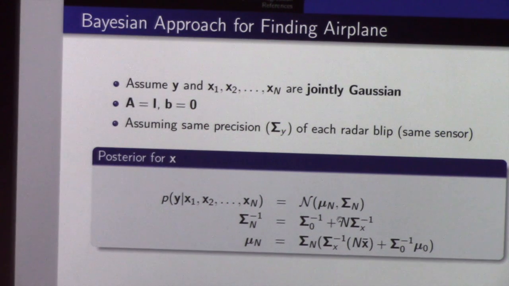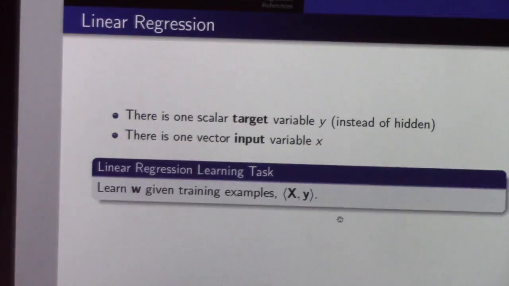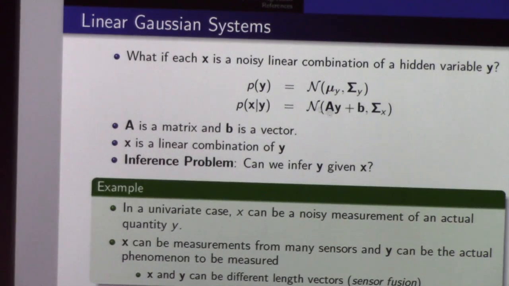Now let's move on to our next topic, which is linear Gaussian systems. In a linear Gaussian system, we want to find y given x, but we assume that we don't know what y is. What we know is how y is related to x, because here we are assuming that y and x are related by this equation. We already assume that we know what A is and what b is, and now we want to do the inference.